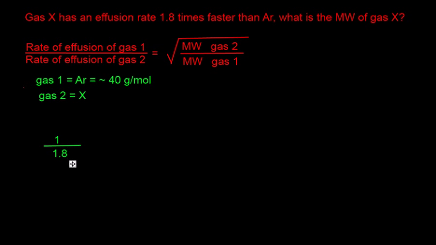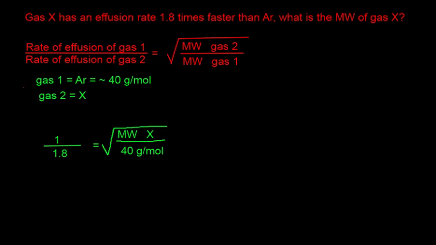Okay, that's super. And we know this is going to equal the molecular weight of gas 2, X, this is what we're trying to find, over the molecular weight of gas 1, which we know to be 40 grams per mole. And then we need to put a square root sign over that. Basically that's pretty much the hardest thing you have to do with this type of equation. And now you just solve for X. So okay, let's solve for X.